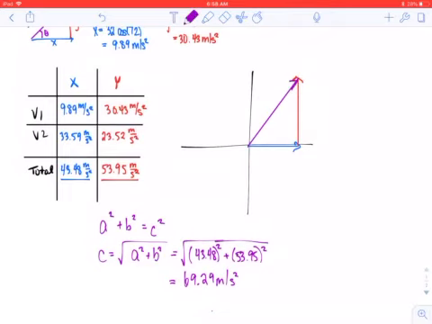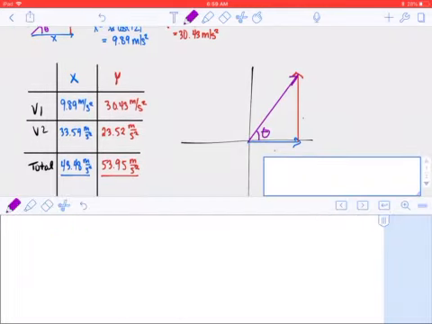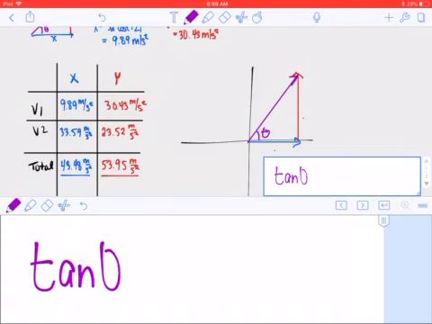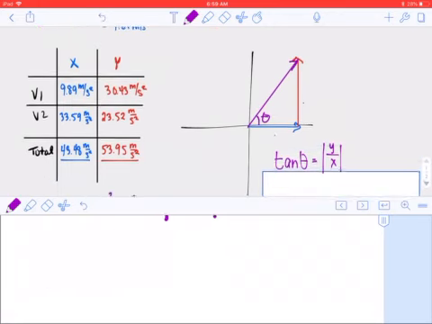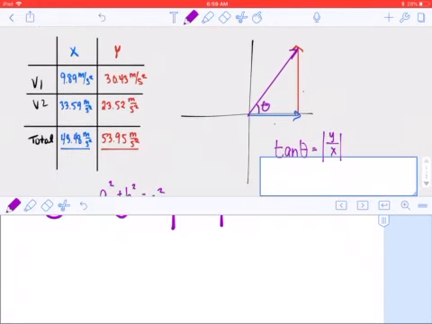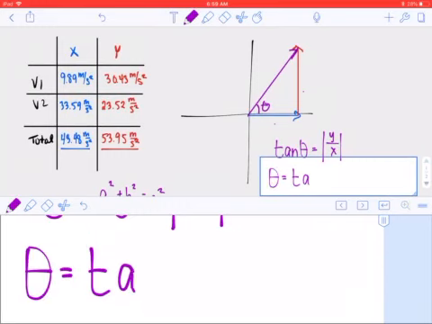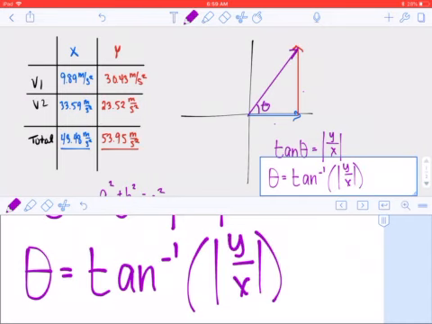So what do vectors need? Vectors need an angle of some sort. Now, I know the opposite, I know the adjacent, so I'm going to use a new trig function that we haven't used yet this year. I'm going to use tangent. Tangent of theta equals, I'm going to put absolute value of y over x. You'll see why in a second. To get theta on its own, I'm going to use the arctangent, or inverse tangent. So theta equals the inverse tangent of the absolute value of y over x.